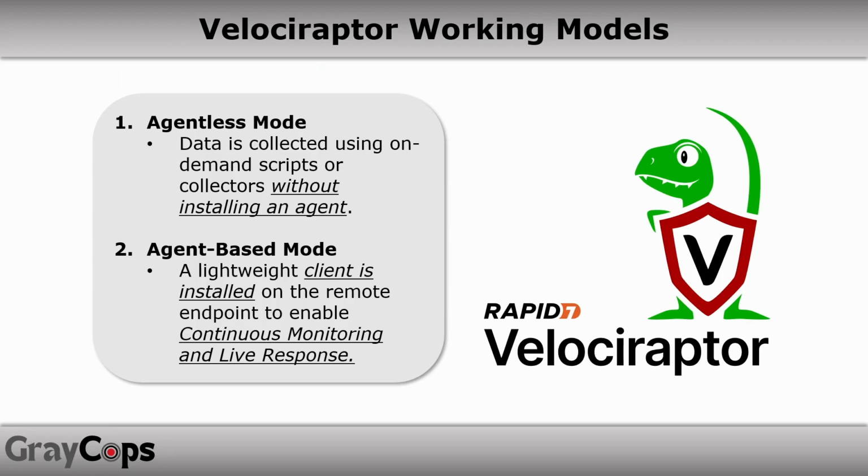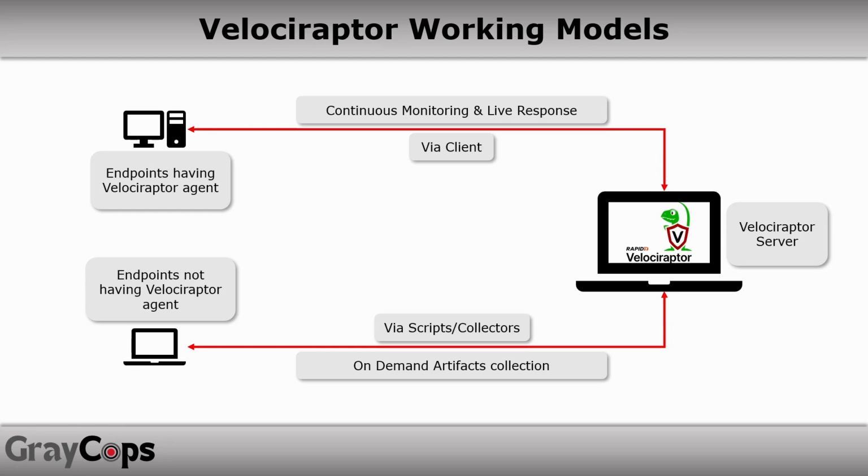Velociraptor works in two models: Agentless, in which one-shot collectors work without installing a persistent agent on the endpoint, and agent-based, in which it requires installing a client on the endpoint for continuous visibility and live queries. We will demo the agentless collection first, then install the client on a Windows 11 VM and show live querying.